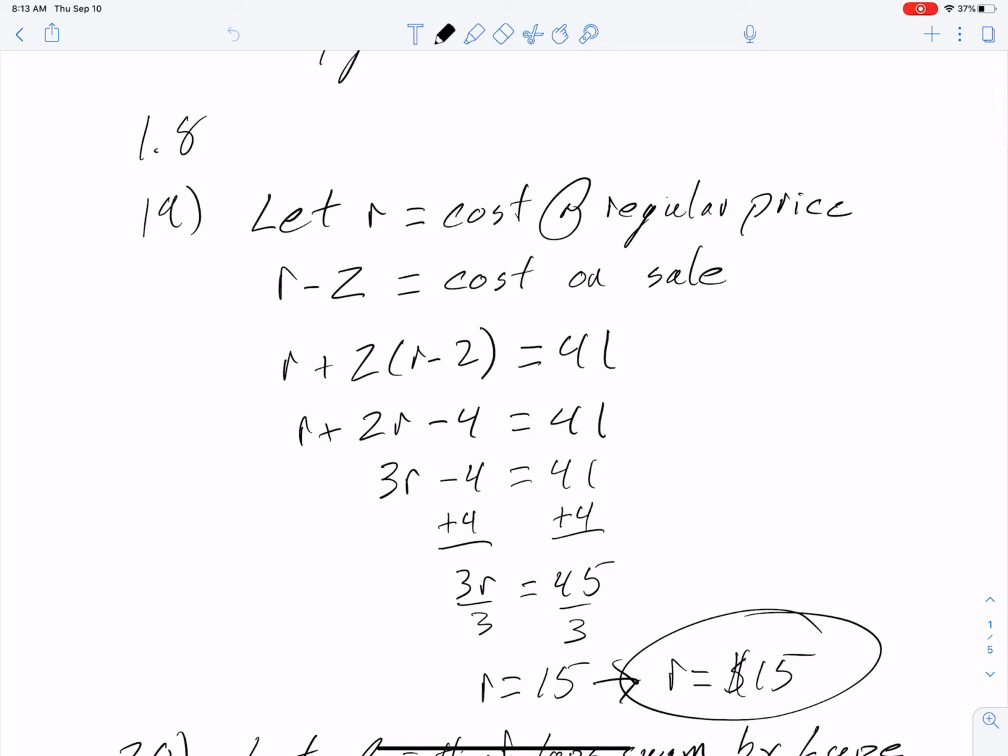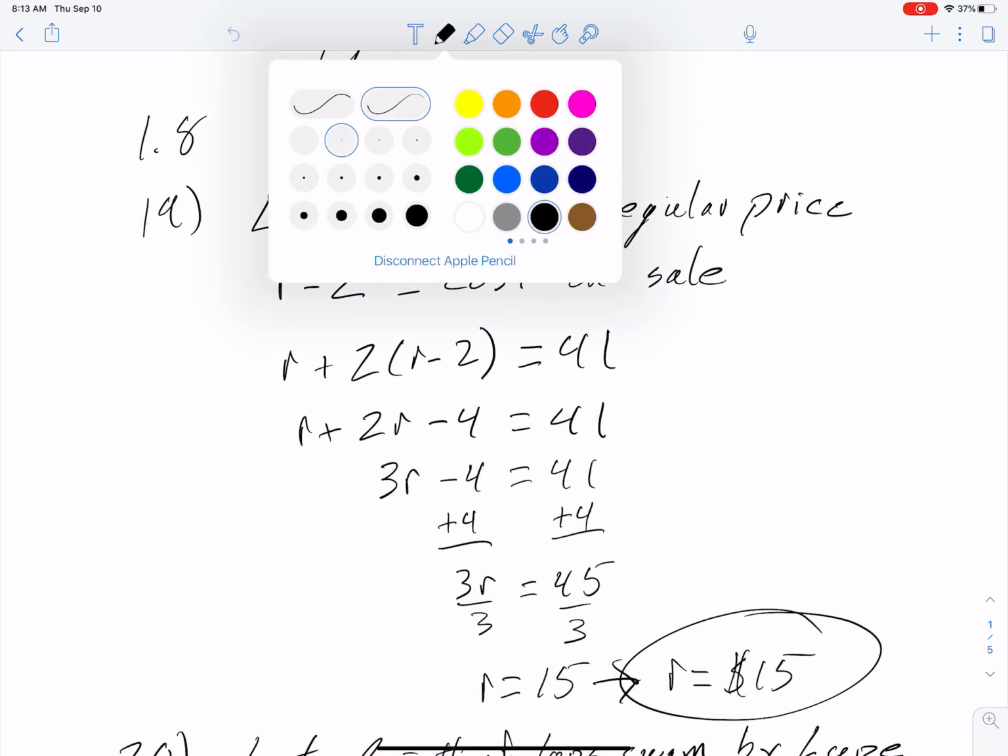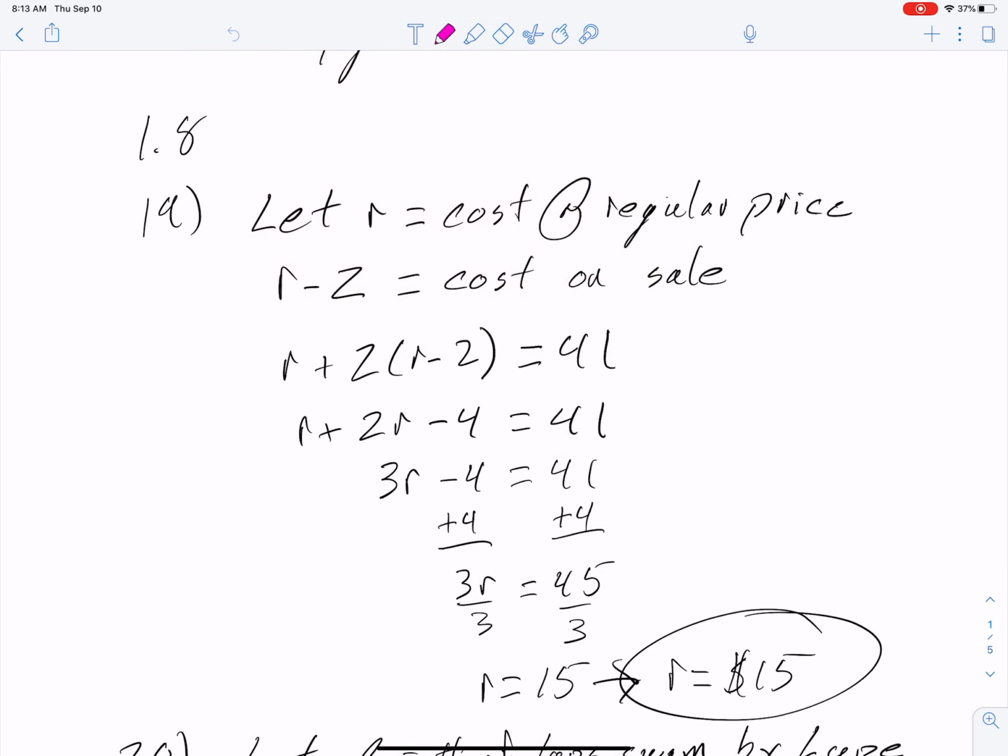So number 19, Adam purchased a shirt at regular price. Later, when the shirts were on sale, he purchased 2 more at $2 off the regular price. He spent a total of $41 for the 3 shirts. So I began with my let statement. I let R equal the cost at regular price. And then just for clarity to make my own life easier, I also noted that R minus 2 is the cost on sale. So I'm able to set up my equation. He bought a single shirt at regular price, 2 shirts at the discounted price, and it cost him $41.